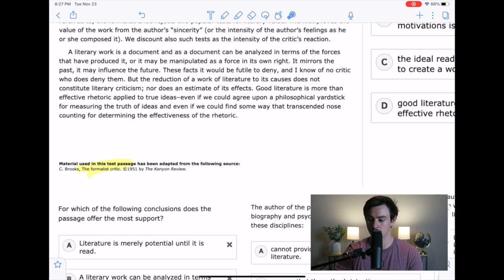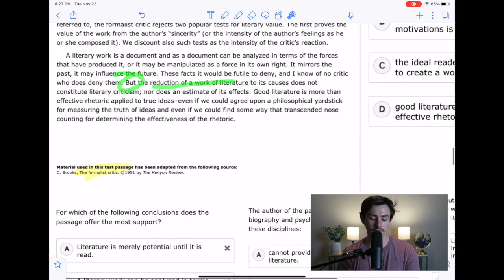Okay, so we don't really use this idea for formalist criticism, right? So the author does not deny it. It just says the reduction, here again, here's that giant but, the reduction of a work of literature to its causes does not constitute literary criticism, nor does an estimate of its effects. So it's saying these things are real, don't deny it, nobody denies it, but they're not criticism.